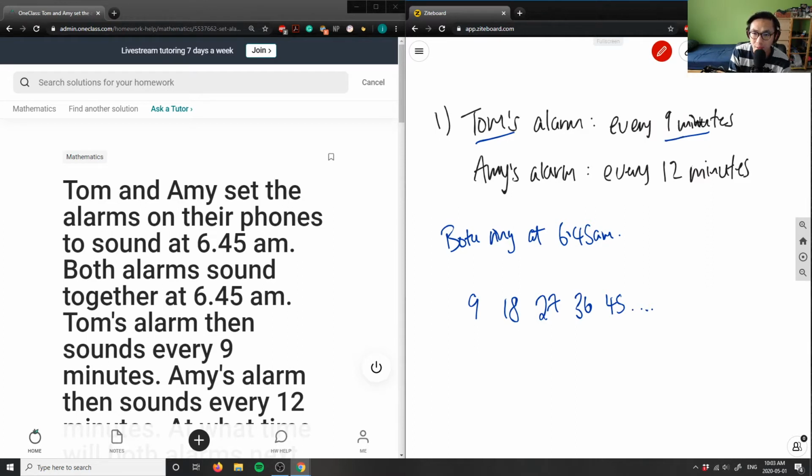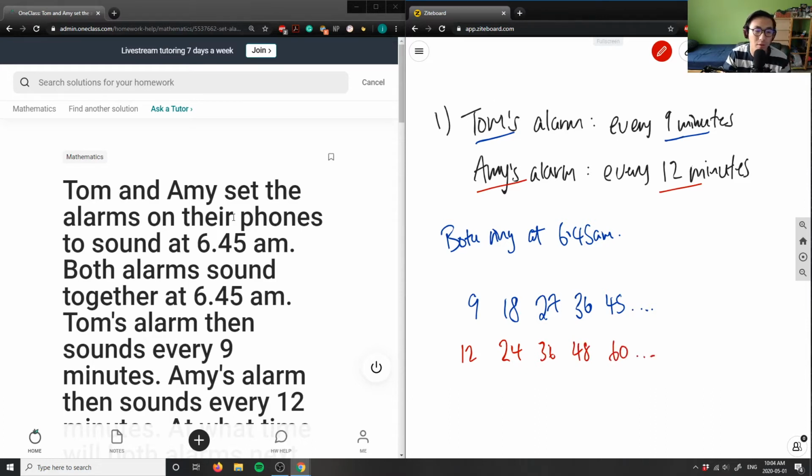And then for Amy's alarm, it rings every 12 minutes, right? So every 12 minutes, it's going to ring. So the first time is 12, then 12 plus 12 is 24, 12 plus 12 is 36, and 48, and then 60, and so on and so forth.